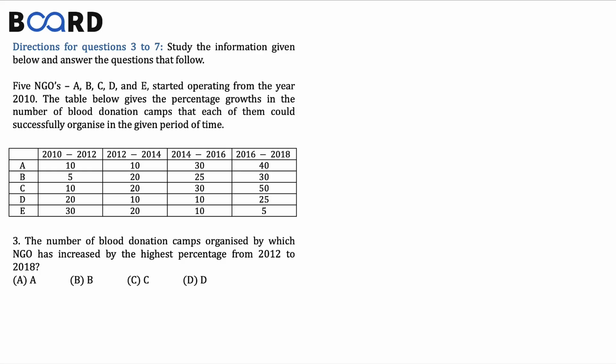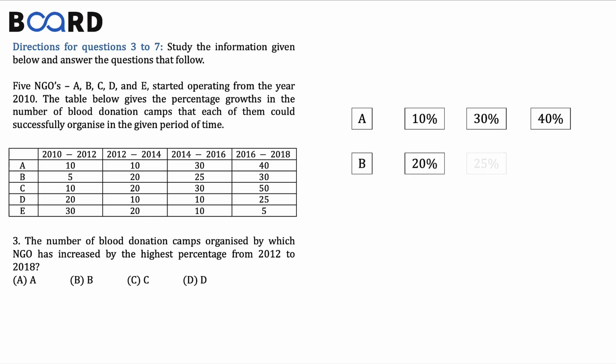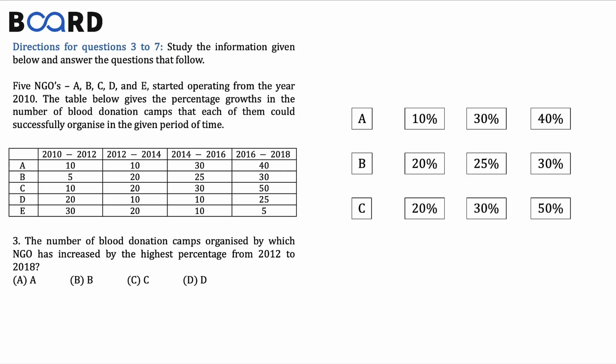Let me look at the percentage increments for A. They are 10%, 30%, and 40%. Successively, they have increased by these three percentage values. What about B? B's values have increased by 20%, 25%, and 30% successively. C's values have increased by 20%, 30%, and 50% successively. D's values have increased by 10%, 10%, and 25% respectively. Okay. Now, I have to figure out for which of these NGOs the overall percentage increment has been the highest. That's what I'm supposed to calculate.